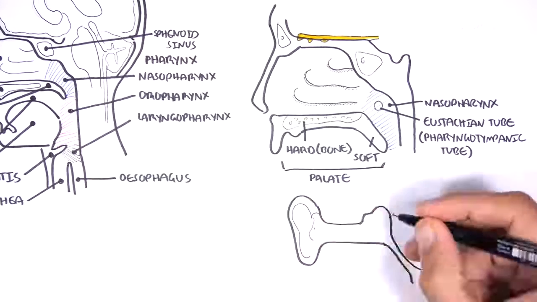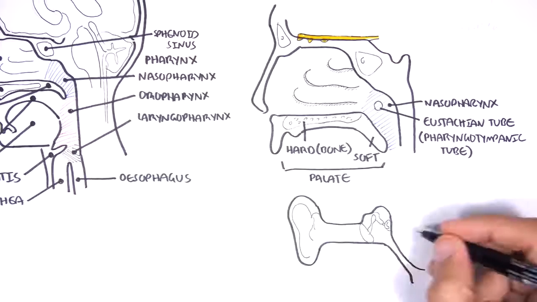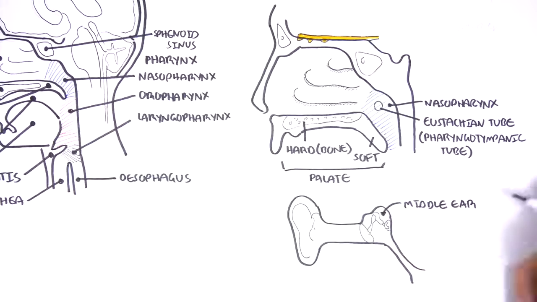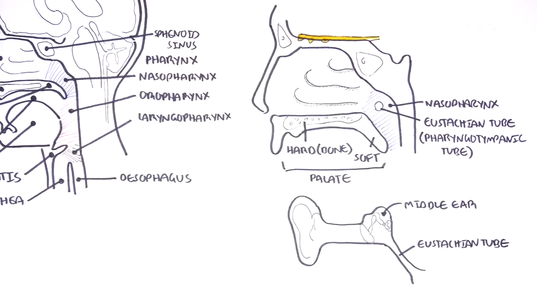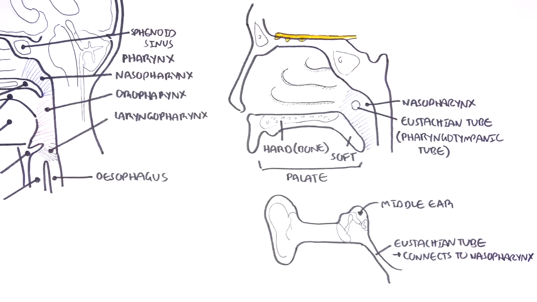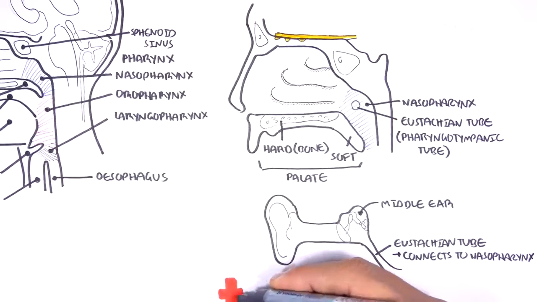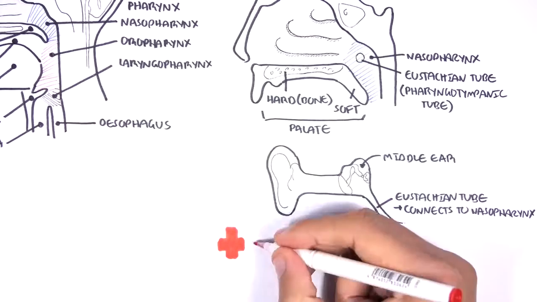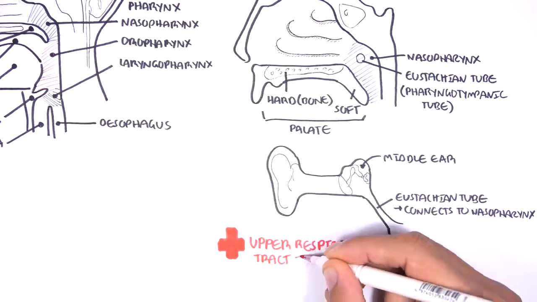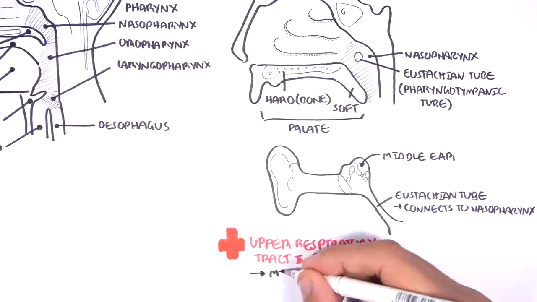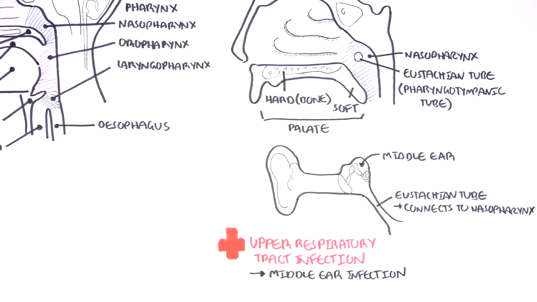So if we were to draw the inner and middle ear quickly, this is your middle ear where you can find your auditory ossicles, the smallest bones in your body. And this is the eustachian tube, also known as the pharyngotympanic tube. The clinical significance of this is that if you have an upper respiratory tract infection, this can subsequently cause a middle ear infection because there's this tube and it's a gateway to the middle ear.